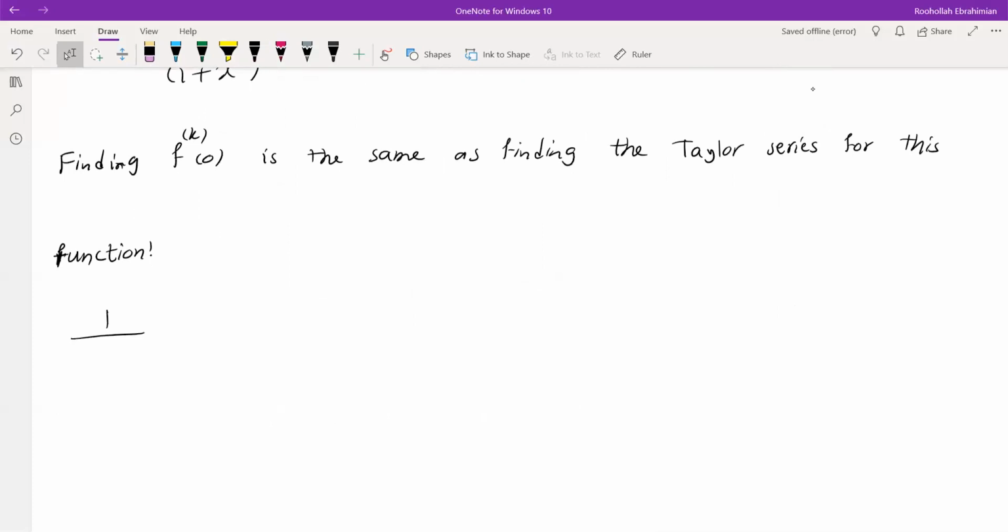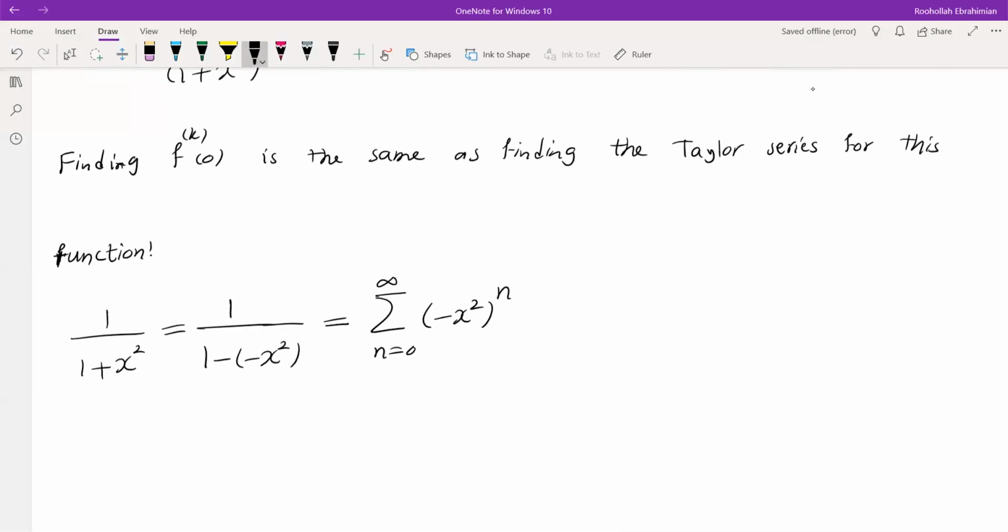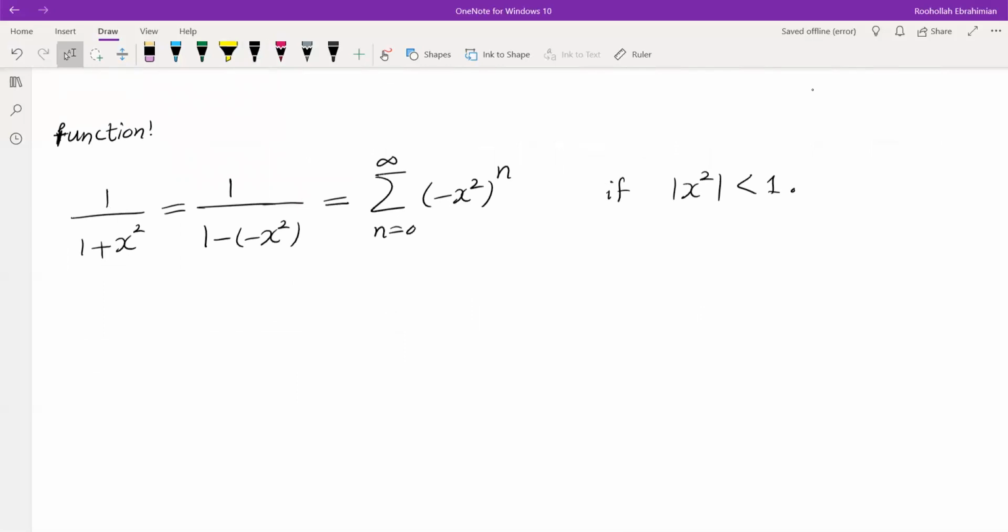Okay, but my function is 1 over 1 plus x squared. Well, we already know the Taylor series for this function. If you just think about that, this is just a geometric sum: first term over 1 minus common ratio is an infinite geometric sum. So that's the sum of negative x squared to the power n, n equals 0 to infinity. Of course, there's some restriction: this is if the absolute value of x squared is less than 1. But that's really not going to matter because you're looking at a neighborhood of 0.